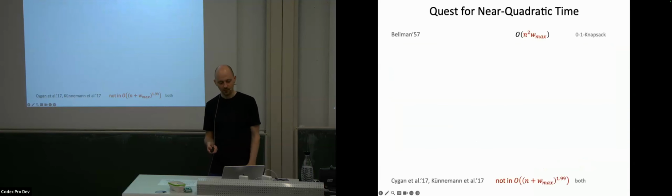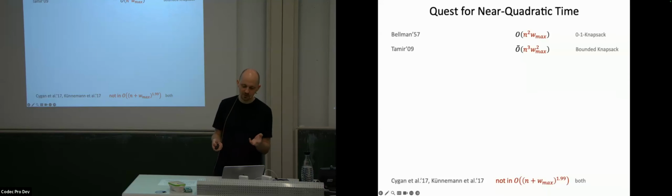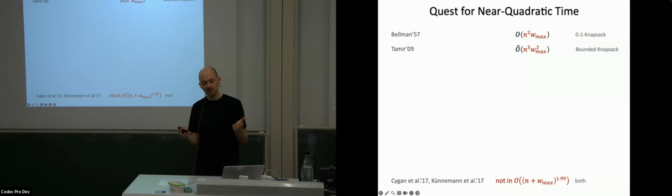Okay. So starting from Bellman's algorithm, Tamir was the first to show that also bounded knapsack can be solved in polynomial time in these two parameters.